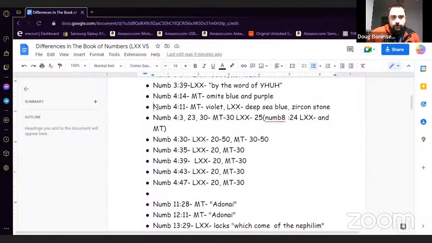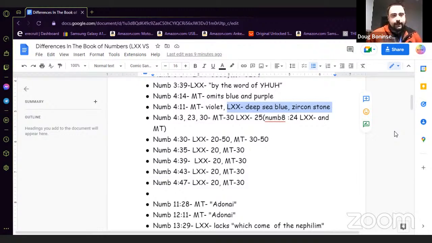Let's see here. Okay, we also, in the same chapter, have Numbers 4, verse 11, where the Masoretic text would indicate a violet color, versus the Septuagint. When you look at the origin of the Greek word being used there, zircoin is referring to a deep sea blue, like a zircoin stone, which again is the same Greek word used for the crespidon in the New Testament. It's talking about Yahushua's tassels that the woman with the blood issue pulled on.